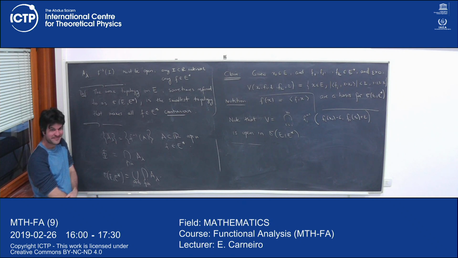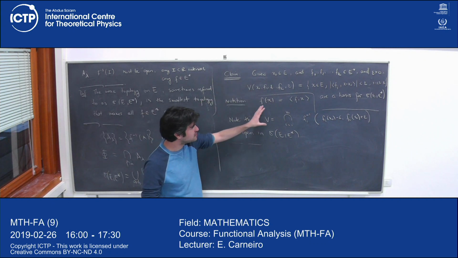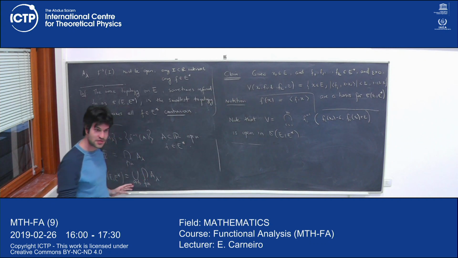But by definition, I am taking all the functions to be continuous. This must be continuous, so this must be open. Yeah, you got the idea, right? This is almost a restatement of the definition. So I define these neighborhoods, and I'm actually showing that they are open sets, they belong to the topology.